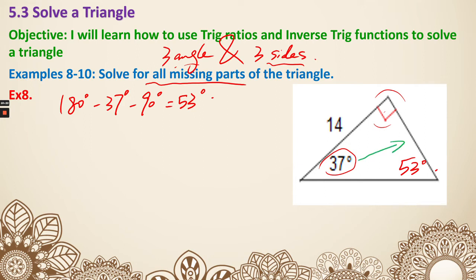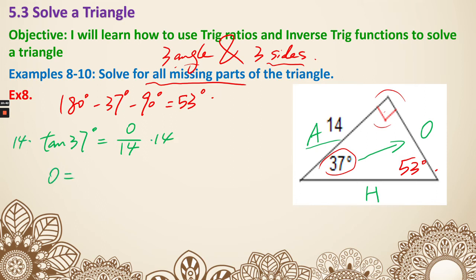So let's say this is the opposite side, my adjacent side is the 14, and this is the hypotenuse. So now I need to find the opposite side. If I want to find the opposite side with the adjacent side given, I'm going to use tangent. So tangent 37 degrees is opposite over my adjacent, which is 14. So times 14 on both sides. My opposite side is 14 times tangent 37 degrees. That is going to give us 10.55. That's for the opposite side.